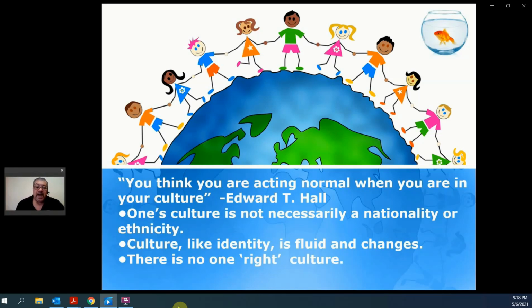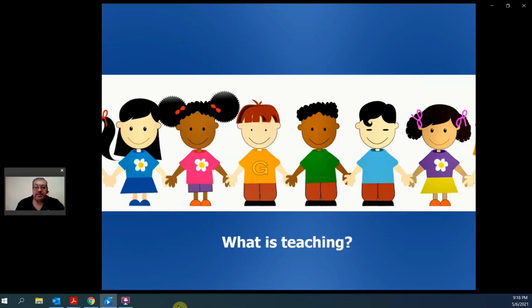One's culture is not necessarily a nationality or ethnicity. Culture, like identity, is fluid and changes. It's not static, it's very dynamic. And there is no one right culture. Well, what is teaching? Again, if we asked 100 different teachers, we'd probably get 100 different answers.